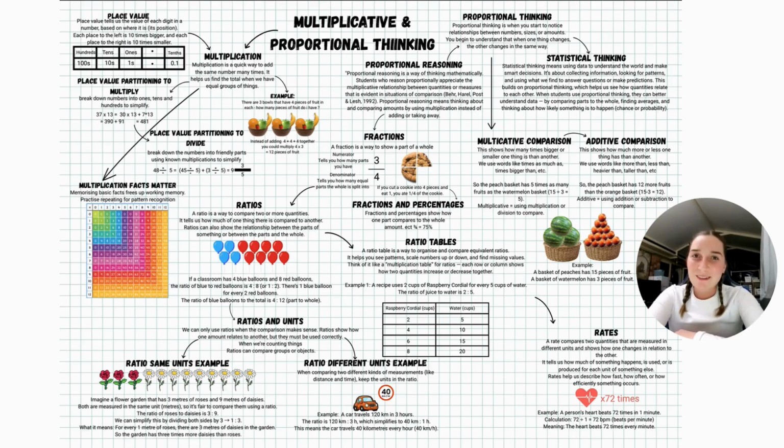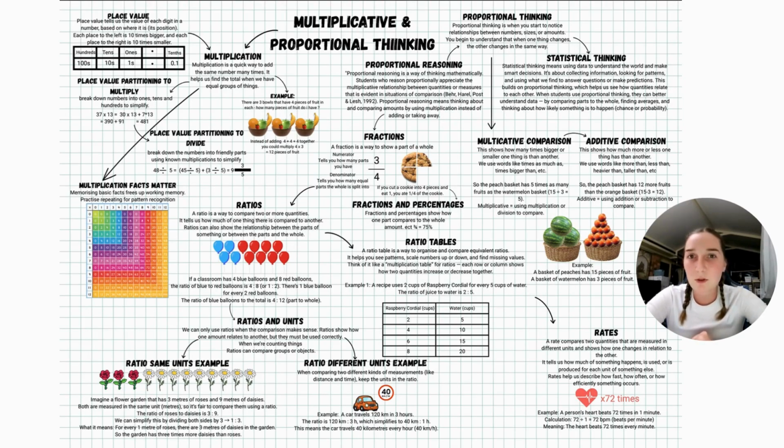Welcome to my infographic, that is topic 4, which is multiplicative and proportional thinking. I'll first start off by explaining what exactly multiplication is. Multiplication is basically a quick way to add the same number many times. This is useful as it helps us find the total when we have equal groups of things. An example of this is shown down below.